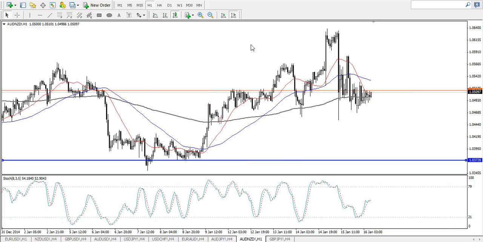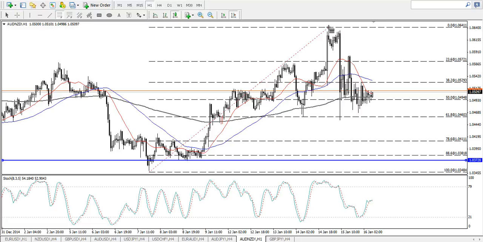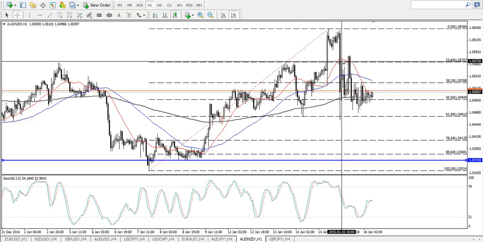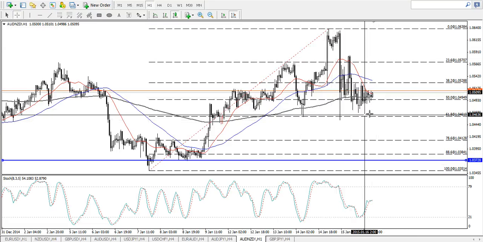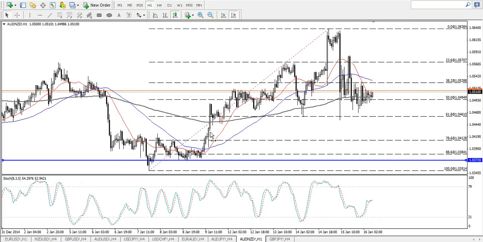Zooming in to the 1-hourly chart with Fibonacci expansion retracement, we do see the price has retraced, touched 61.8%, and it begins to rebound off. So this is one currency pair you might want to capture for a long opportunity, right?